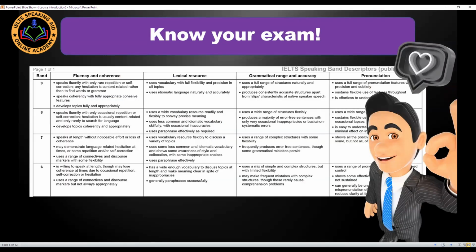Now this is one important thing. You may already have seen this one, but even if you have seen it, you may not have a clear idea about this band descriptor. It's called the speaking band descriptor, public version obviously. For writing also they have a band descriptor, the same kind of thing, but we are talking about the speaking exam here.